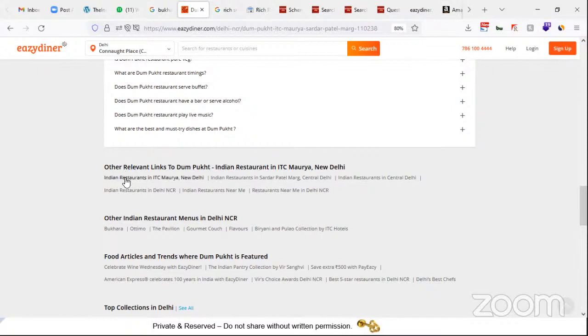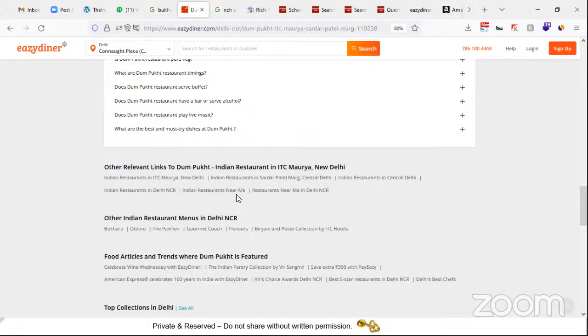So what we are saying is Indian restaurants in ITC Maurya, which is this location, this restaurant, and then the same Indian restaurants in SP Mark. Because the area, and then these are all located in central Delhi, and then Indian restaurants in Delhi NCR, and then Indian restaurants near me as well. If they are on mobile and if they have their location enabled, then this page will take them to the listing page where they will be shown which Indian restaurants are nearby to their location.